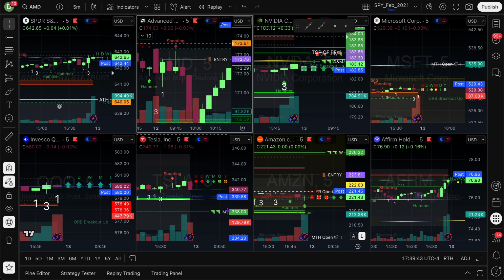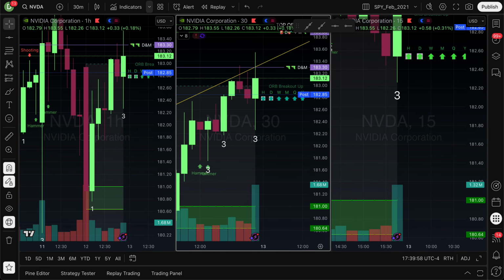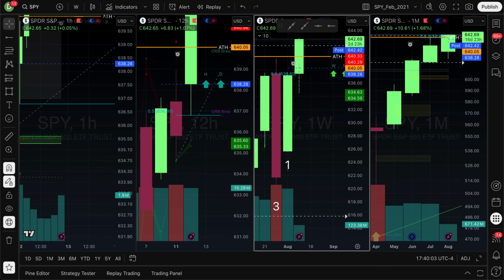So yeah, I have this, my little quad. I guess it's octagonal. I don't know. There's 8 sections, but I also have click-aways to see all the tickers on bigger screens. Like here's my Nvidia, here's my SPY, and so on and so on and so on. Okay.